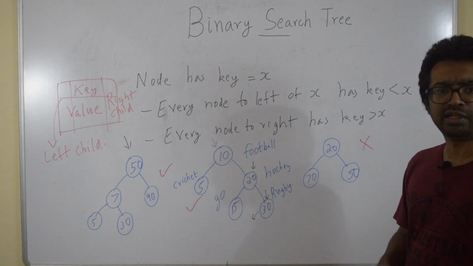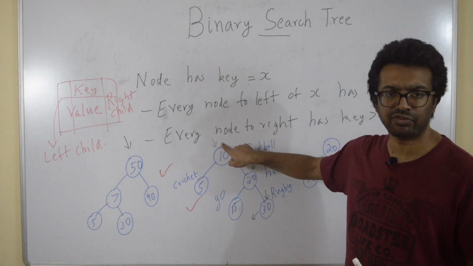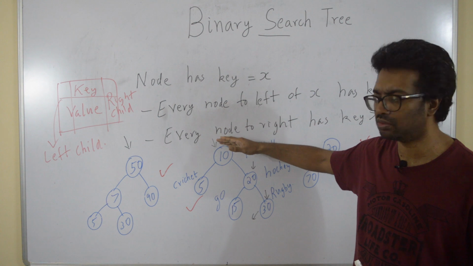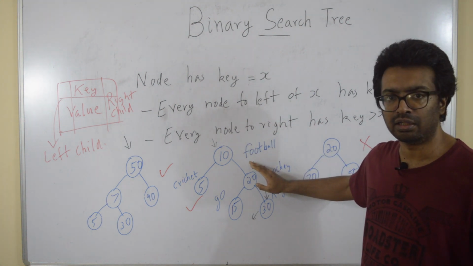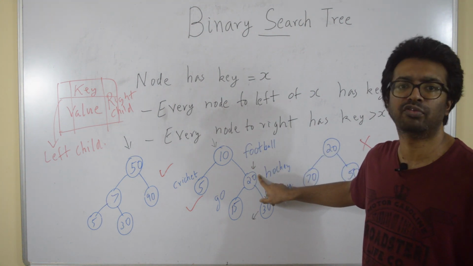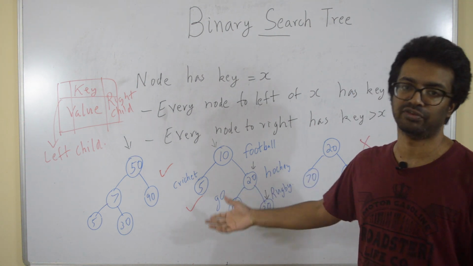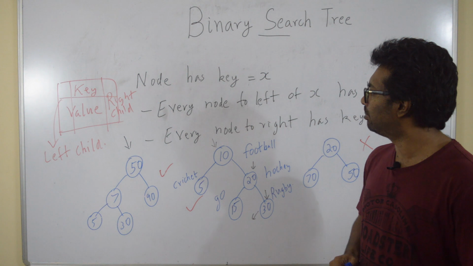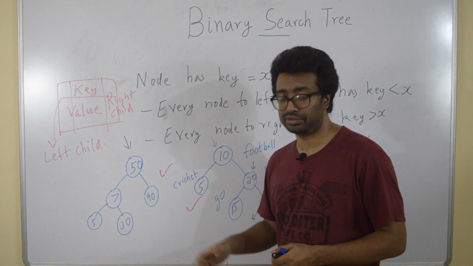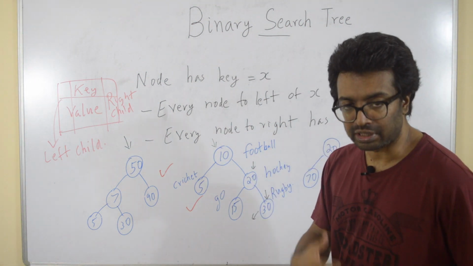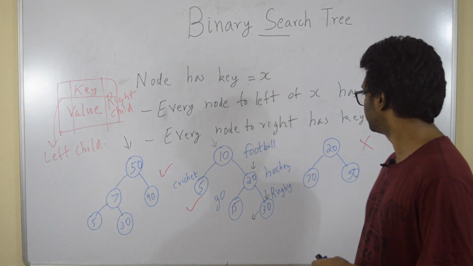What about 15? I search from here, 10. 15 is greater than 10, so I come to the right and I see 20, and therefore I have to go left. I turn left and I reach 15. It's working. Let me now write the function, the algorithm for doing this search.